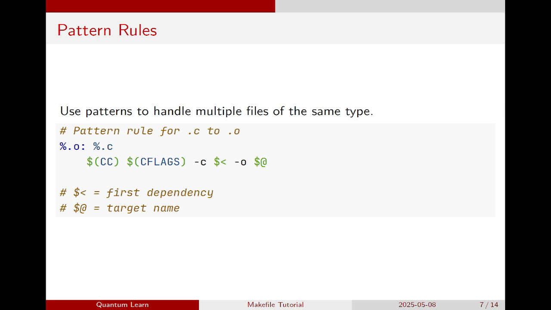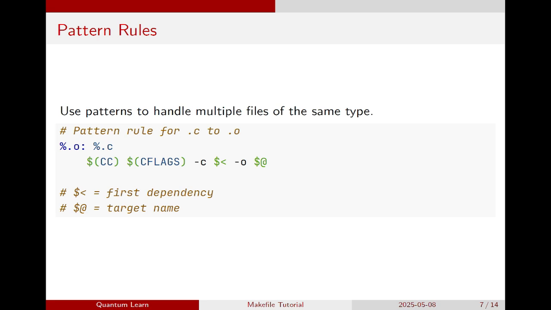Now, pattern rules. Sometimes we might use patterns to handle multiple files of the same type. For example, for all the C files, I need to create object files. So I don't need to mention a rule for each and every C file. What I can do is create a pattern %.o colon %.c. What it means is whenever there is a C file, its corresponding object target is this, and the rule for that target creation is this.